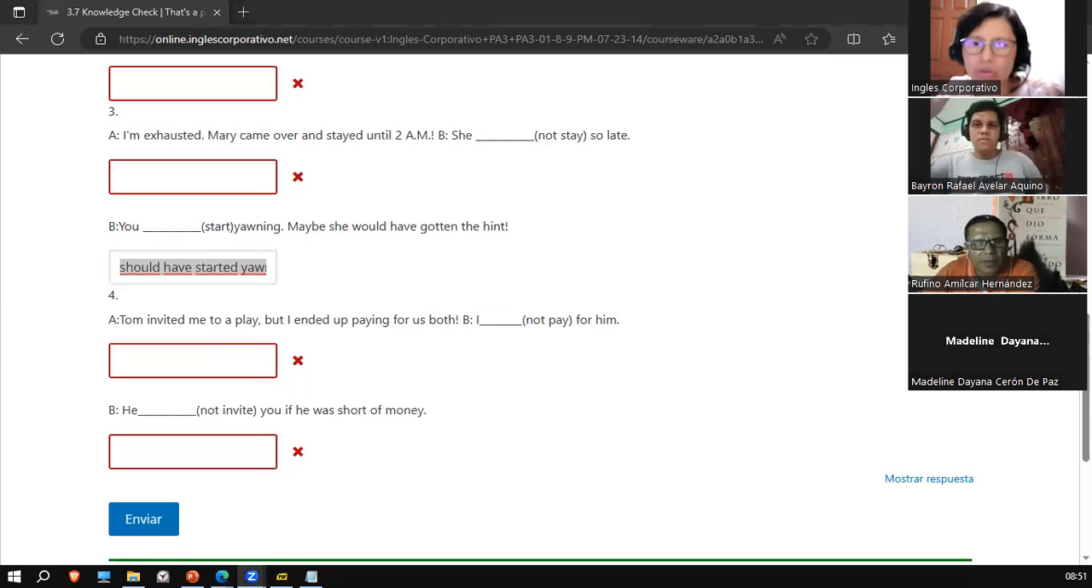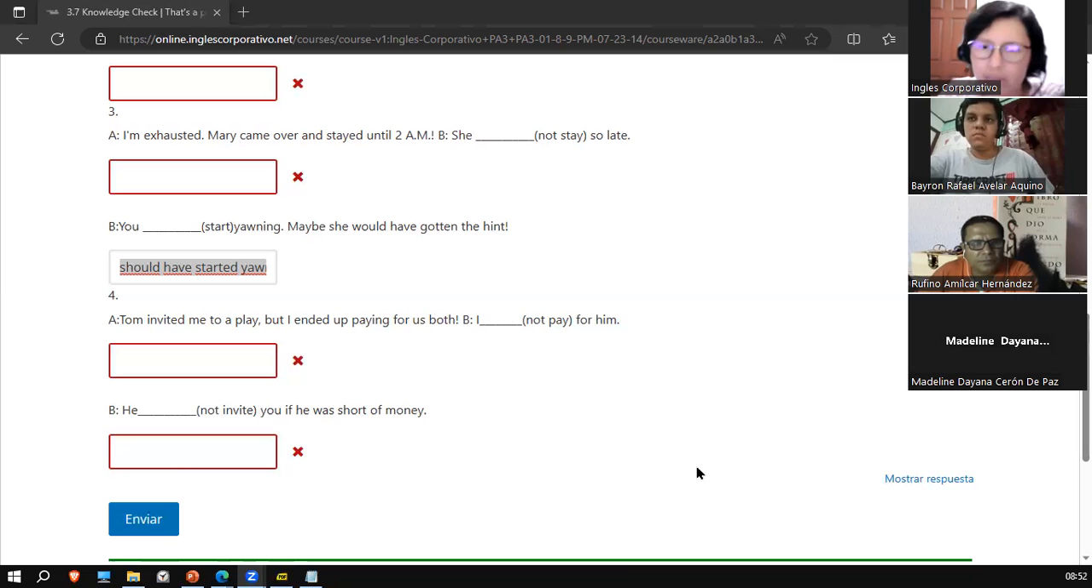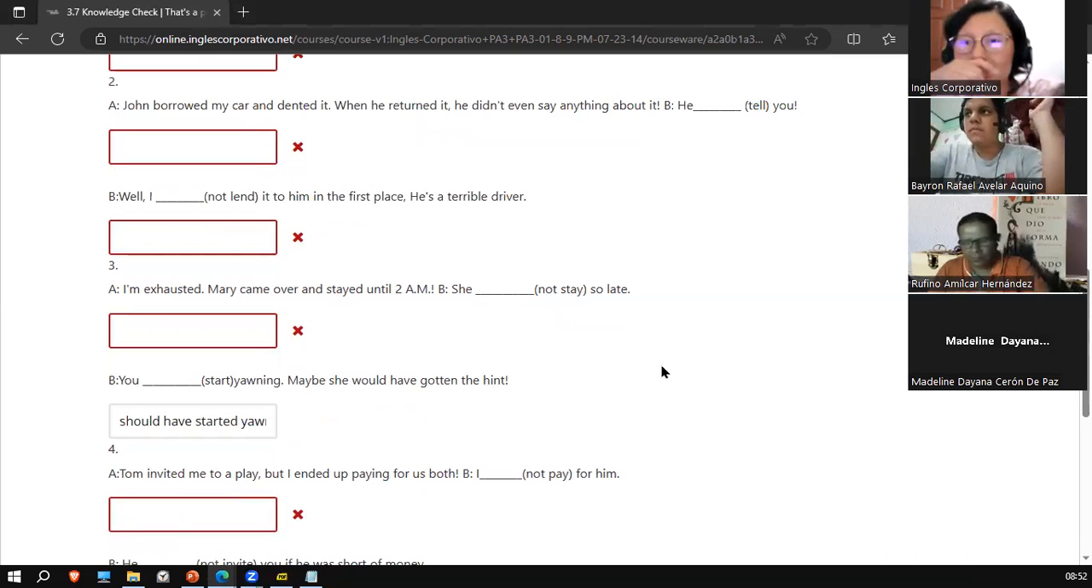Pero aquí les paso, ¿verdad? Para que ustedes vean. Should have started yawning. De ahí las demás van con sus elementos como corresponde, ¿verdad? Que es el verbo modal, have, pasado participio de las estructuras que revisamos. ¿De acuerdo? ¿Alguna otra pregunta, chicos, con respecto a la plataforma? Thank you. You're welcome. Any other question about it?